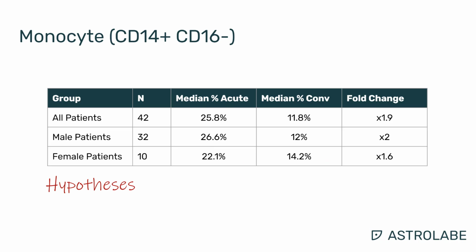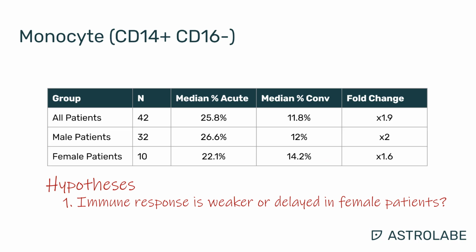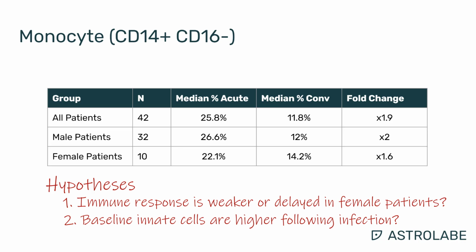We can make some hypotheses about this. It could be that the immune response in female patients is weaker or delayed, or that the baseline innate cells are higher following infection. At this point, though, these are just hypotheses, though they may raise questions for possible follow-up studies.